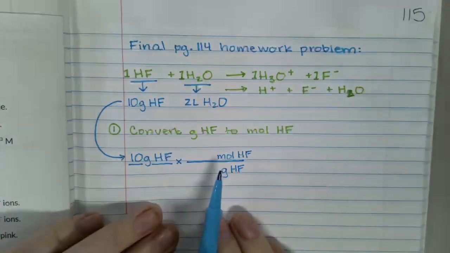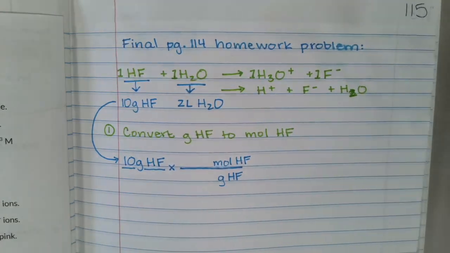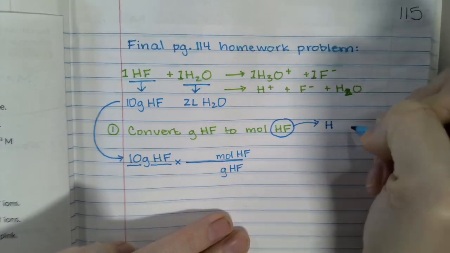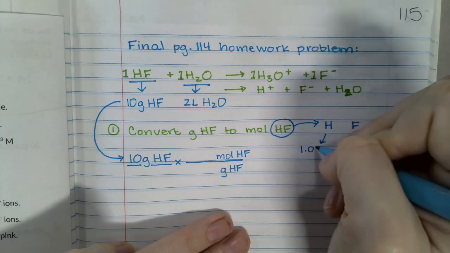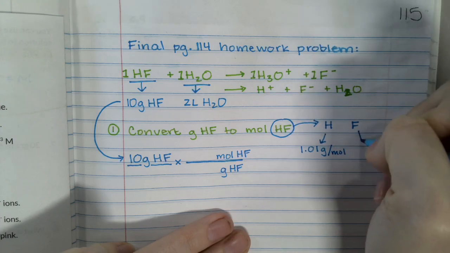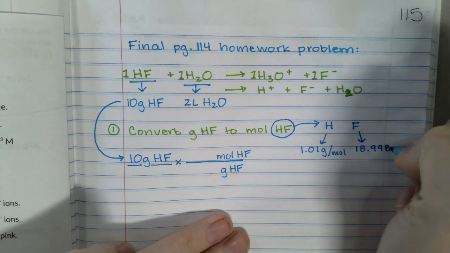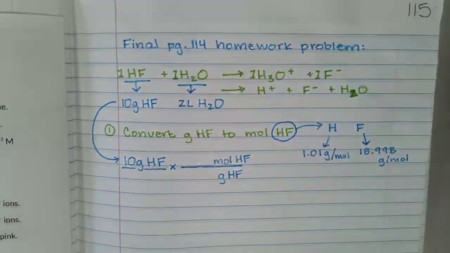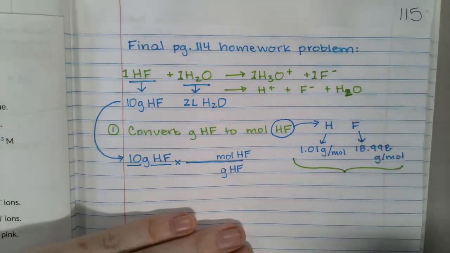Okay, so what we need then is a ratio that will tell us how many grams are in 1 mole of hydrogen fluoride. And we can figure that out too. Hydrogen fluoride is made of 1 hydrogen and 1 fluoride ion. Hydrogen weighs 1.01 grams for every mole. And fluoride weighs 18.998 grams for every mole. If we add these together, we get the molecular mass of hydrogen fluoride.